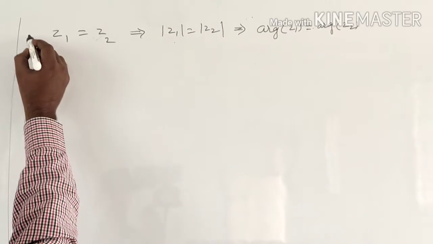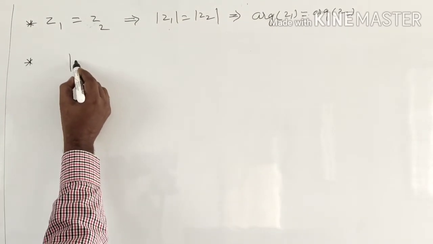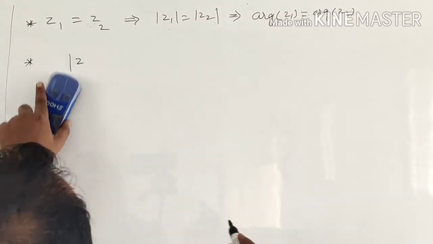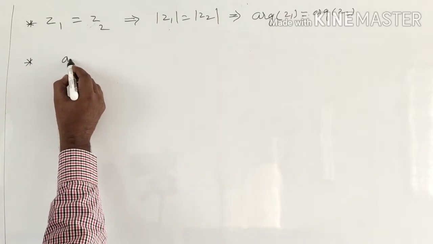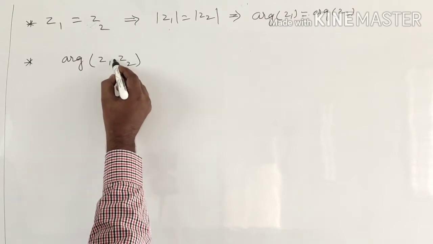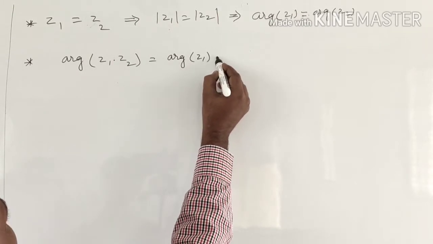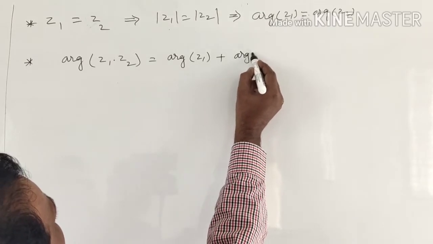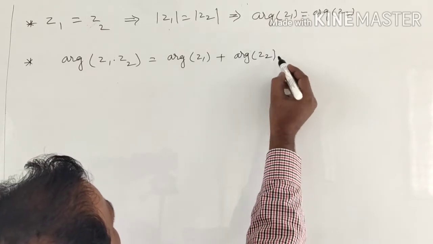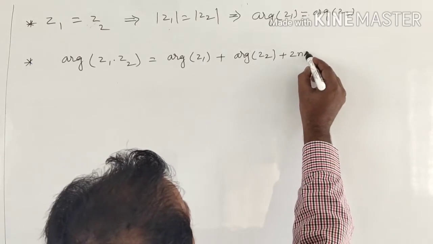Next, we have the properties of the argument of a complex number. What is that? The argument of Z1 into Z2, they are in product, remember it. Argument of Z1 plus argument of Z2, this is the formula, plus we can write 2n pi.